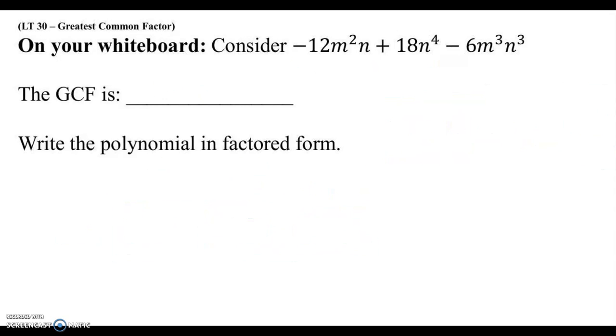I want you to consider negative 12m squared n plus 18n to the fourth minus 6m cubed n cubed. Find the greatest common factor and then factor the thing. We'll give you 2.5 minutes this time.